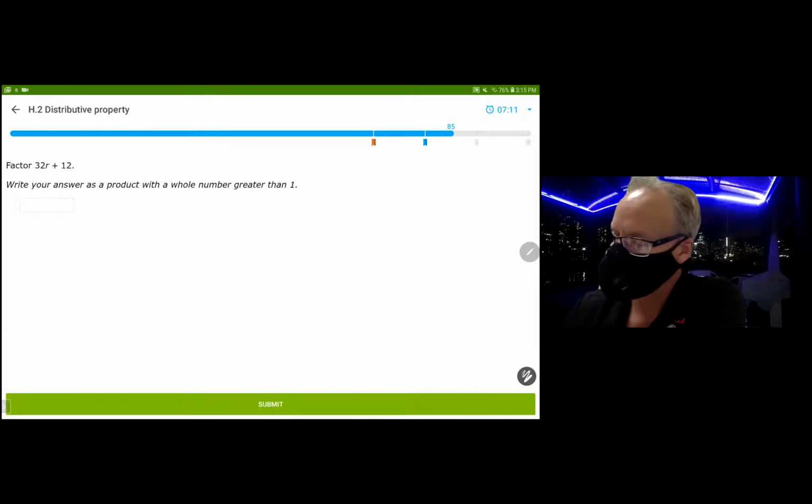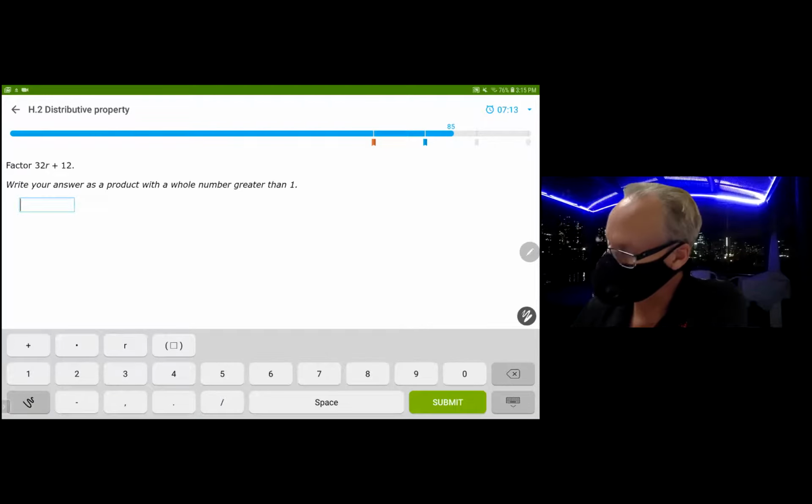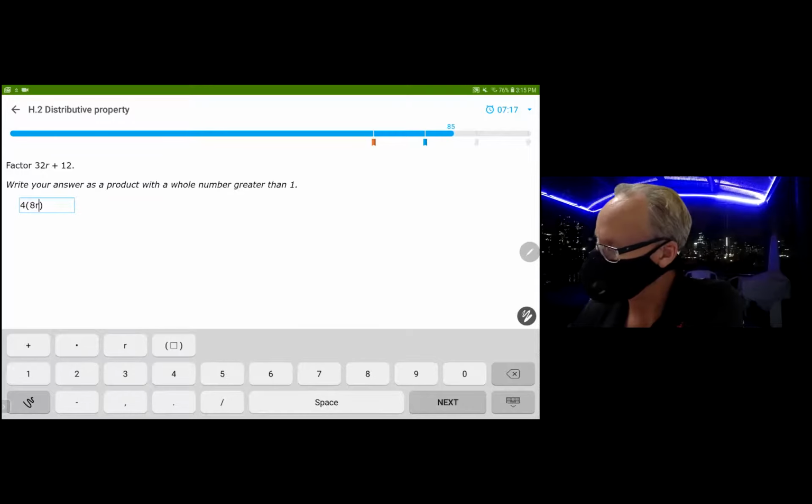And we factor out a 4 in this case, it looks like. We have an 8r plus 3.